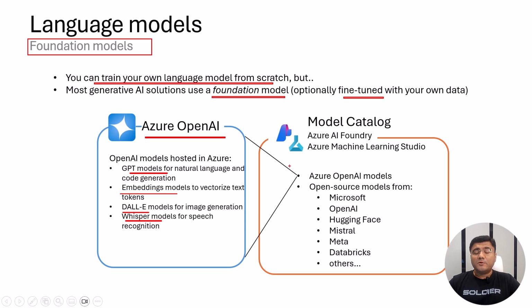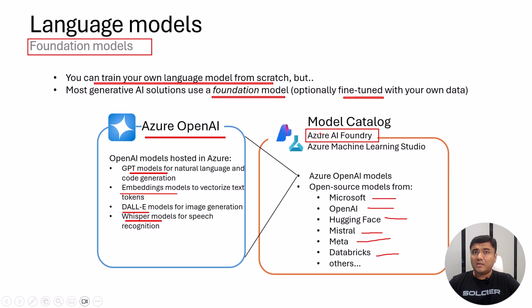Not only that, suppose you say I do not want to use OpenAI models for some reason, can I use some other models? Yes. As of now, Microsoft has a service called Azure AI Foundry. I always say this is a portal, under which you have hundreds of language models available. If you want to use language models from Microsoft, OpenAI, Hugging Face, Mistral, Meta, which is the new name of Facebook, or Databricks, even the latest DeepSeek models are also available on the Azure AI Foundry portal.